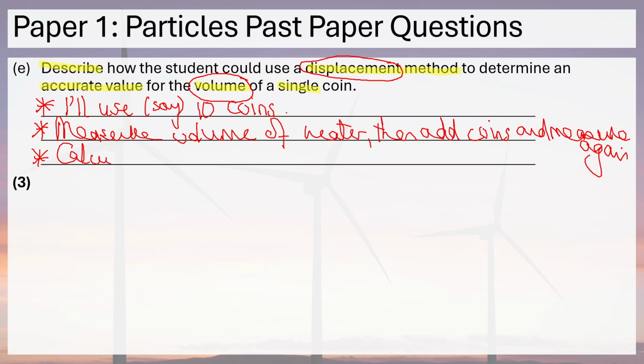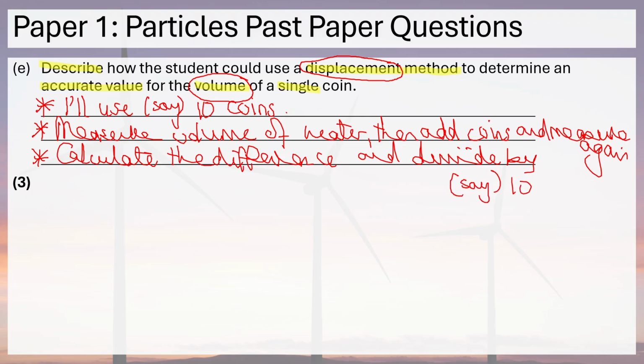Calculate the difference and divide by 10. I'm putting "say" in brackets there because you don't have to use the number 10. I would say anything from 5 and above is okay, but 10's a nice easy number to divide by. So for 3 marks there, one of those is saying I'm going to do 10 coins and divide by 10. That's going to get our mark for accuracy.